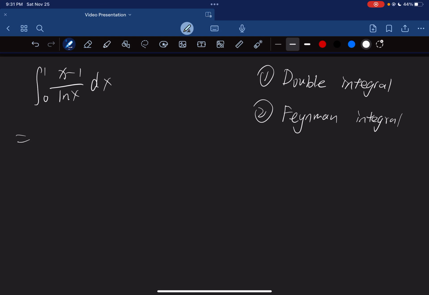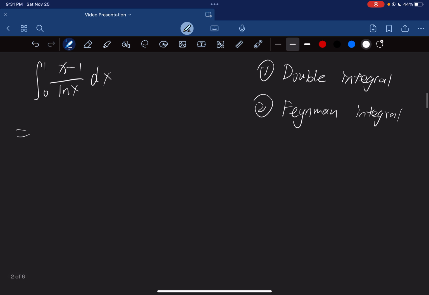Hello everybody, today we're going to talk about how to evaluate this equation. As we see, there's a ln x in the denominator of the fraction, so this integral calculation may be a little bit hard and tricky. So we're going to talk about two ways we solve this equation.